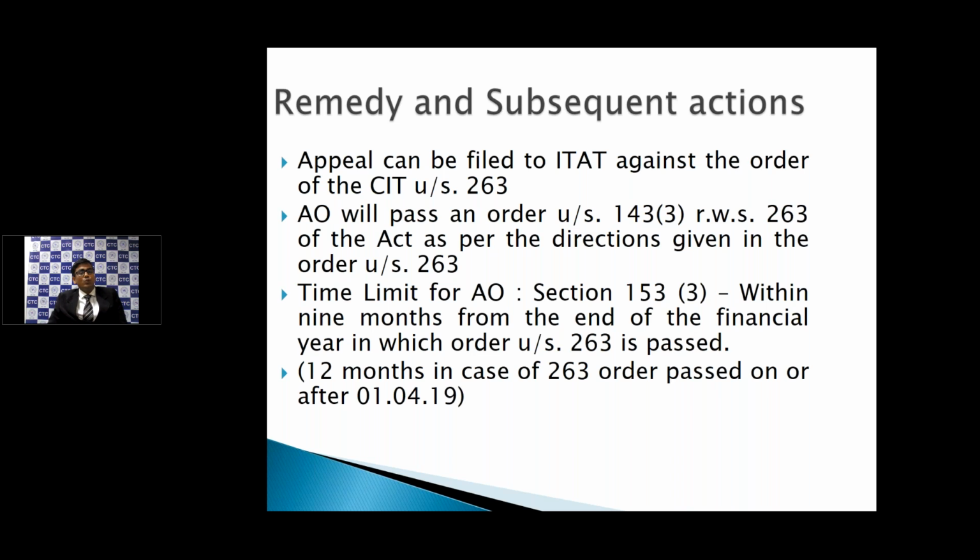Now the last part of section 263: what are the remedies available and subsequent actions? An appeal can be filed to the ITAT against the order of the CIT under section 263. Once the CIT passes the revision order under section 263, there cannot be an appeal to the CIT(Appeals) because the CIT and CIT(Appeals) are at the same hierarchy. So the first appeal against 263 goes directly to the ITAT. If this appeal is not filed to the ITAT, then the 263 order becomes final.